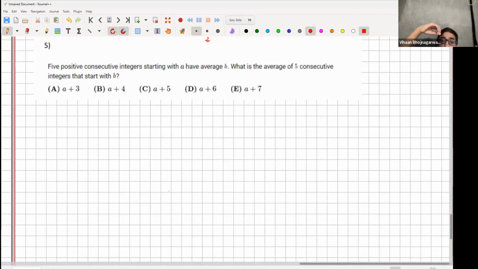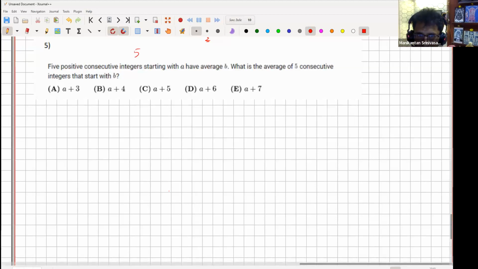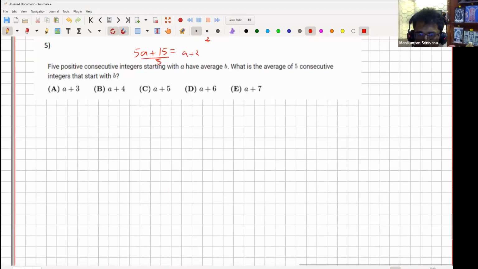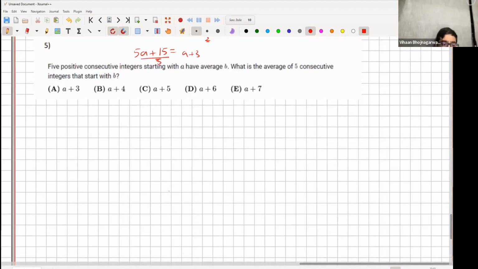If 5 positive consecutive integers starting with A have an average B, it's basically saying A plus 1 plus A plus 2 plus A like that. So that's 5A plus 1 plus 2 plus 3 plus 4 plus 5, which is 15. So it's 5A plus 15. Oh no, it should be A plus 3 because 5A plus 15 divided by 5. So A plus 3 should be the answer.